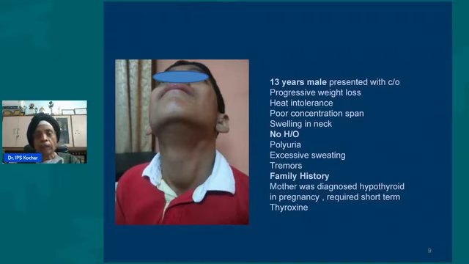So when the history is taken, they say that he has heat intolerance. He has a poor concentration span. He loses his concentration very fast. He leaves studying while reading. So he starts looking here, looking there.